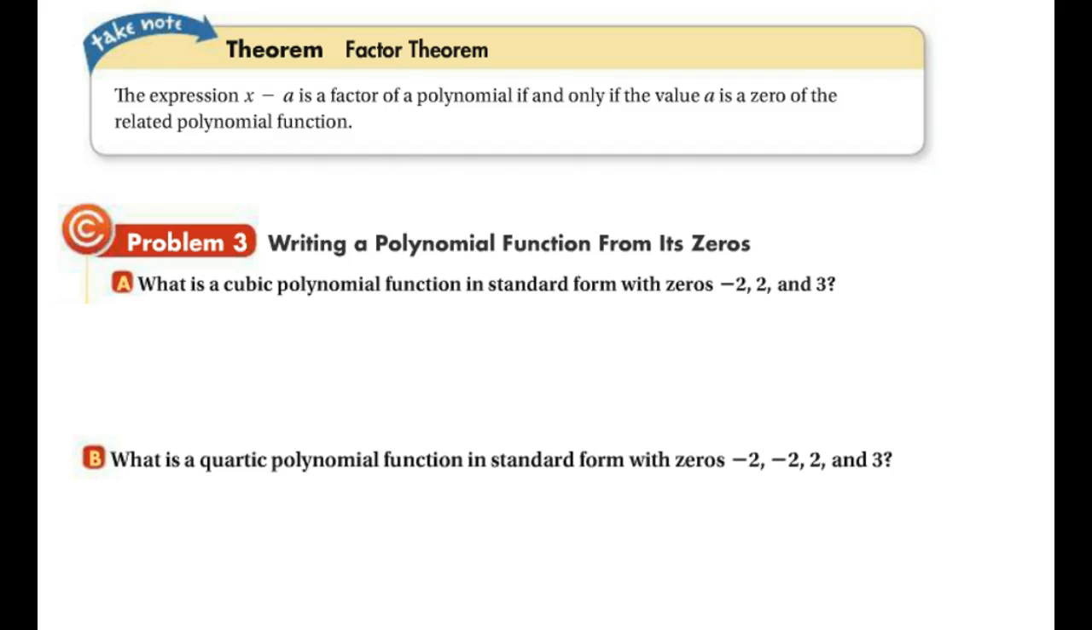So the statement says if x minus a is a factor, then x equals a is a zero. The vice versa would be if x equals a is a zero, then x minus a is a factor. So that's what if and only if means.